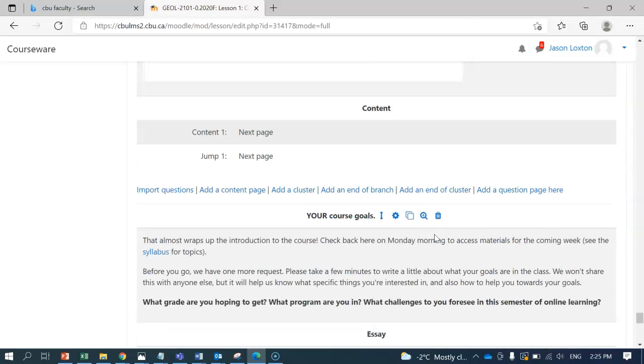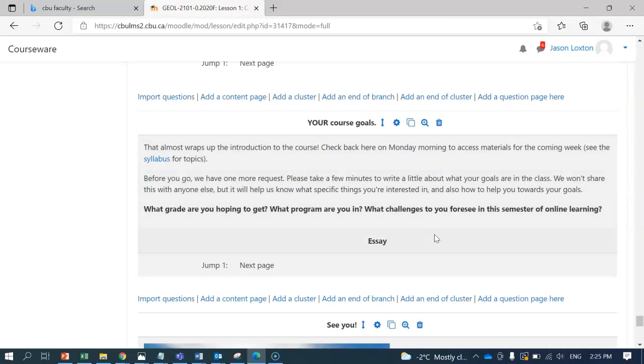The final thing we did, which was quite helpful, was to create an essay style question where we forced all of the students to go through and just verbalize what their goals for the course were. So, what program are they in? What challenges did they foresee? And what grade are they hoping to get, et cetera? What actually is their goal for the course?